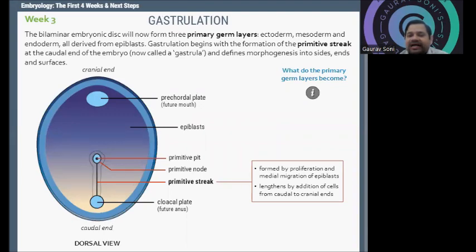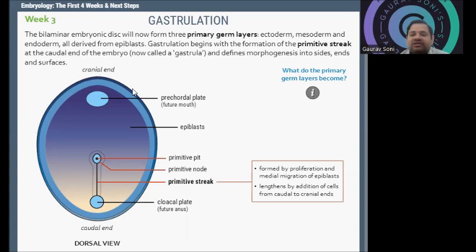Now what is happening? The bilaminar embryonic disc will now convert into the three primary germ layers: ectoderm, mesoderm and endoderm, which will be derivatives of the epiblast only. Gastrulation begins with the formation of the primitive streak at the caudal end of the embryo, which is now called a gastrula, and defines the morphogenesis into sides, ends and surfaces.